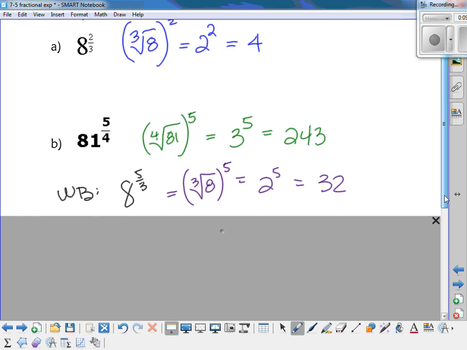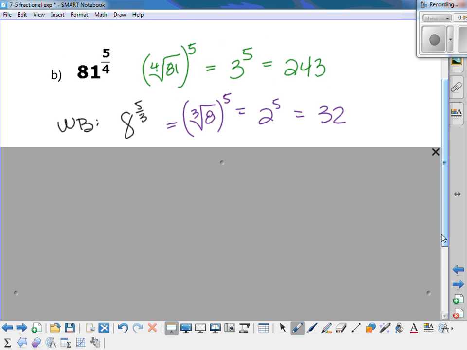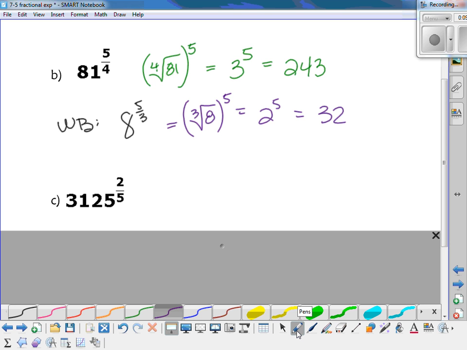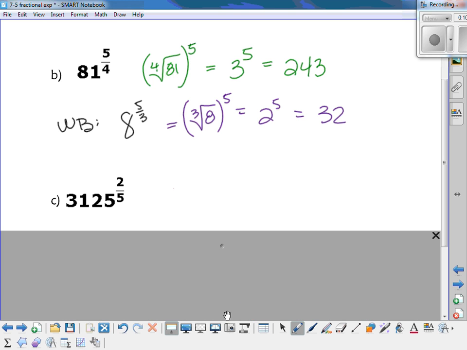Okay, this next one is for your notes. I've got 3,125 to the 2/5 power. That means I'm taking the fifth root of 3125, and then I'm going to square it. So like I said, on these problems, it's not going to be a huge number when you're done with it. What do you guys think might be the fifth root of that?